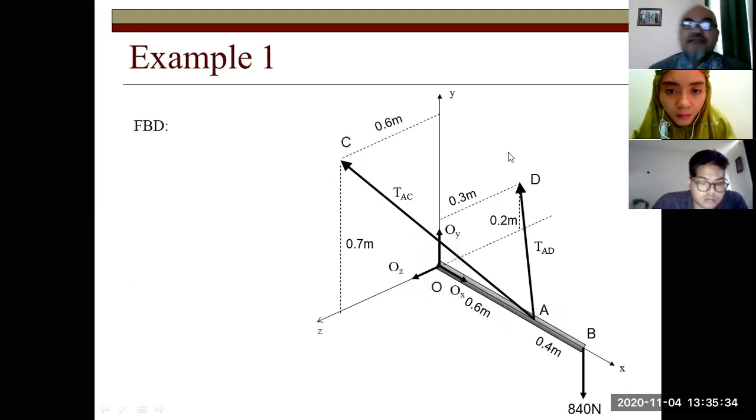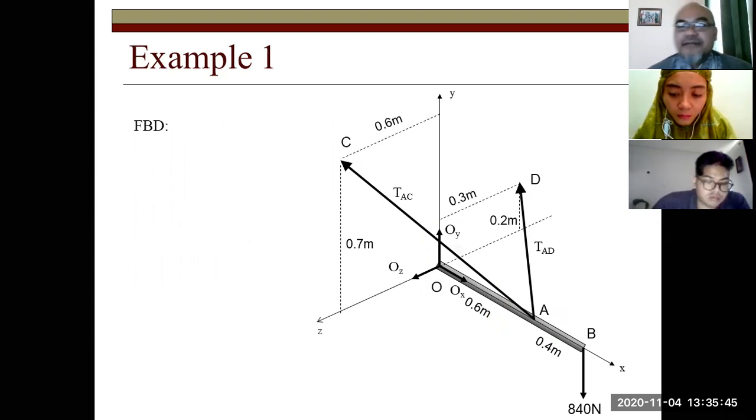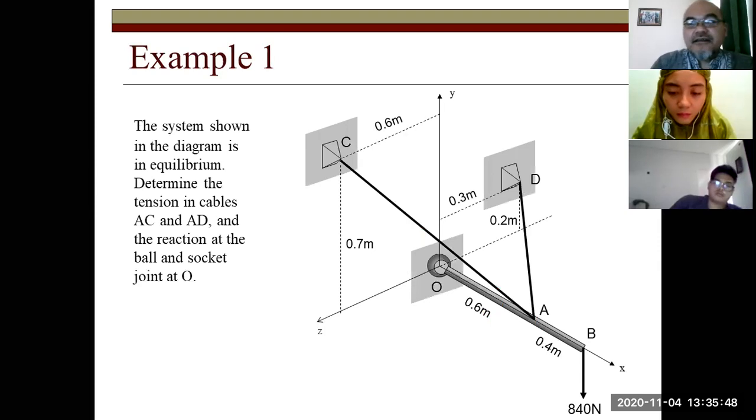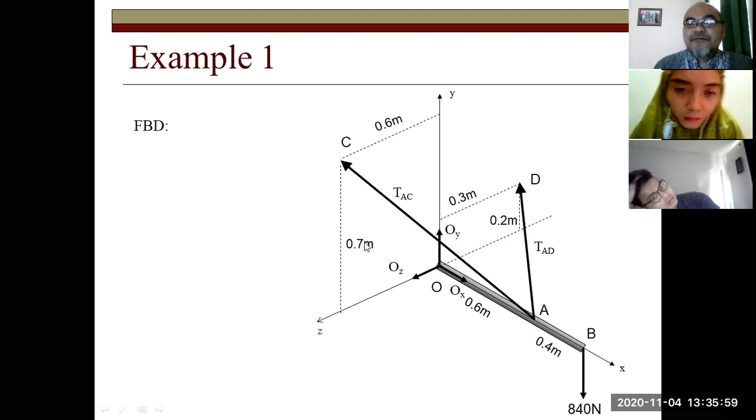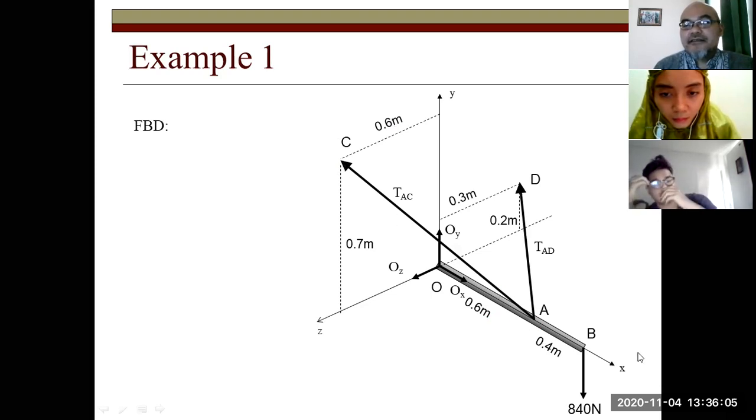Okay, so from here we draw the free body diagram. Be careful, since it is also about moment, you have to state the dimensions as well. Based on the previous picture, you can draw here that between the y-axis and C is 0.6, and between C and the z-axis it is 0.7 meter.